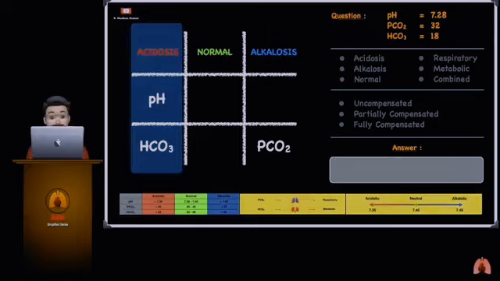Here, since pH is under acidotic column, it is acidosis. HCO3 is involved, so it is metabolic. Since all the three values are abnormal, the final interpretation will be partially compensated metabolic acidosis.